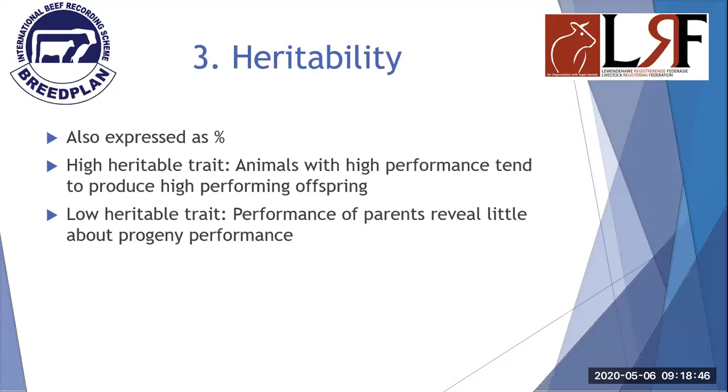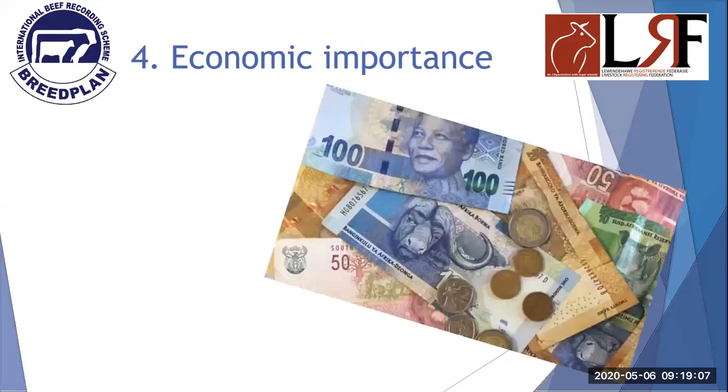With your lowly heritable traits, the environmental effect is higher. So the performance of the parents reveals little about the progeny performance, but it does not mean that you cannot select for it. It might just take a few more generations to make some genetic progress.